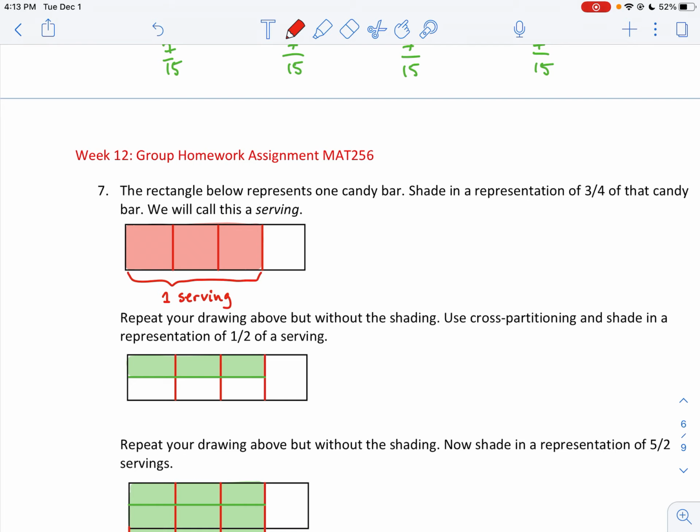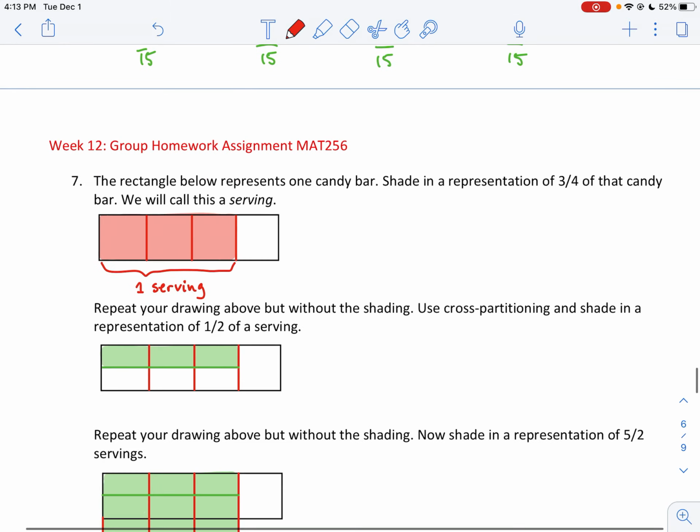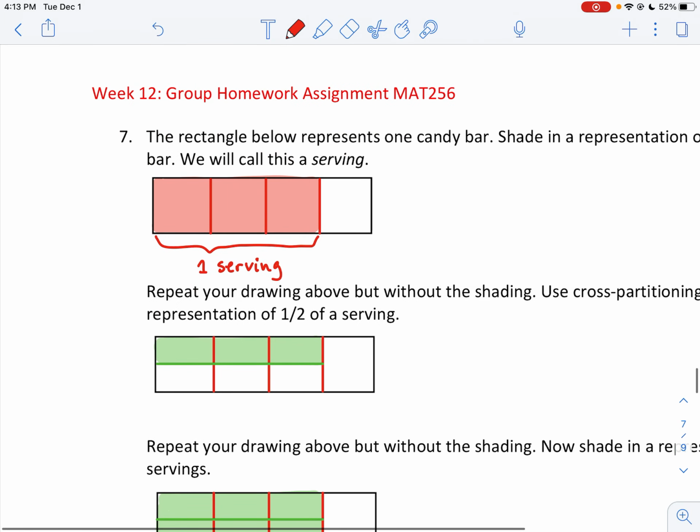The next set of instructions: repeat your drawing above but without the shading. So I didn't repeat the red shading. I put the green shading in after, but I kept the bars in there, the red vertical lines. Use cross partitioning to shade in a representation of half of a serving. Since the serving is composed of 3 pieces right here, this serving has 3 different pieces.